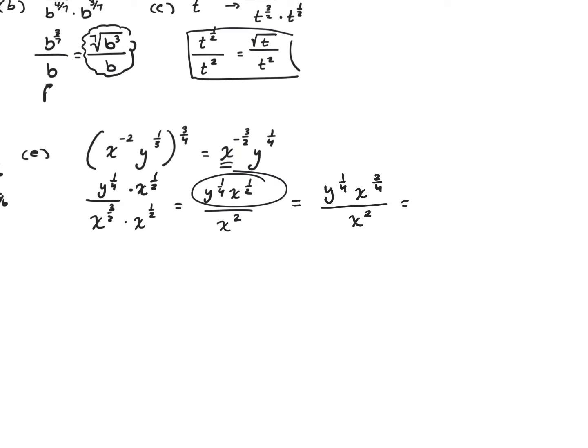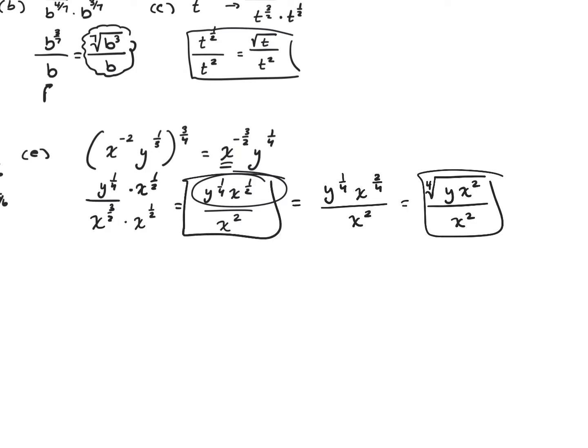So now that allows me to write this final answer, if I wanted to, in one radical form: the 4th root of y to the 1st times x squared, divided by x squared. And then this one would be done in radical form. If you're going to leave it in rational form, it's okay, but if you're going to leave it in radical form, you have to convert it like this.